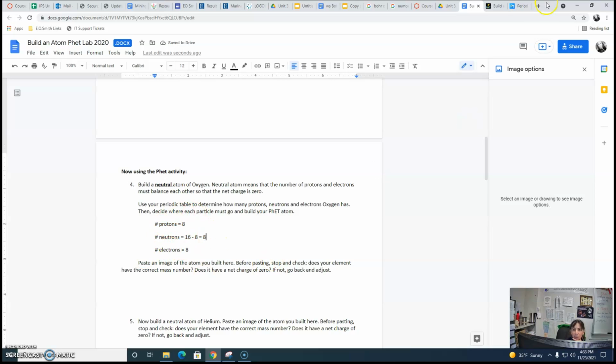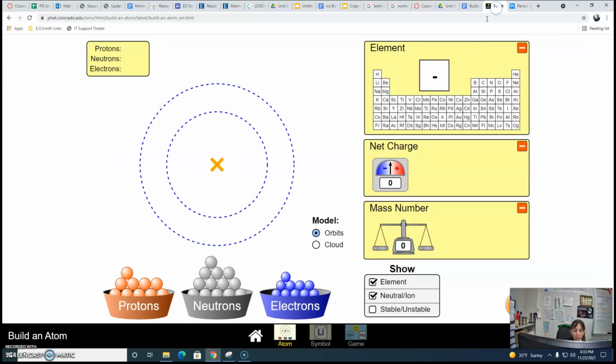Now that I know all this information, I can go to my PhET, and I can start to build my atom. So I'm going to start with protons because I know that protons are what identifies an element. All right. So look what happens. I put 1 proton, that gives me hydrogen. I put another proton, that makes helium. So you can see how as I change the number of protons, it literally changes the identity of my element.